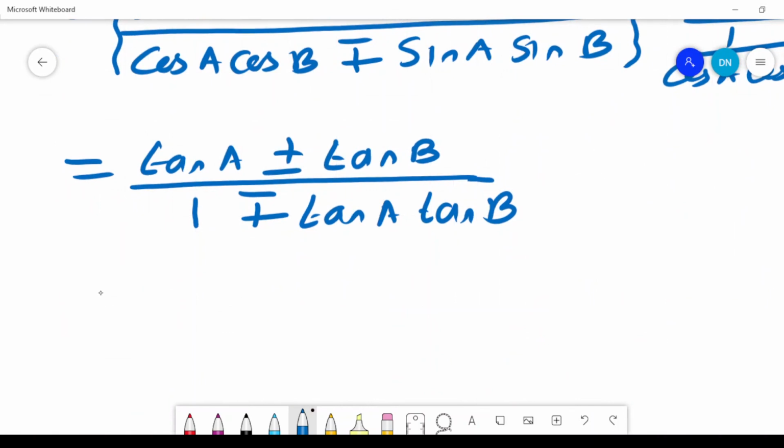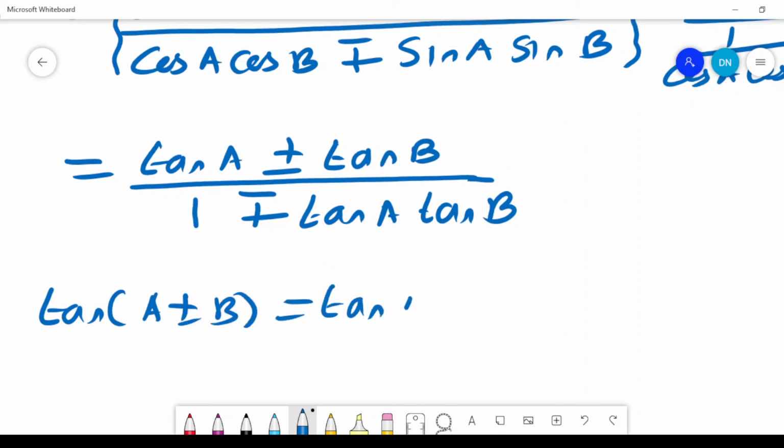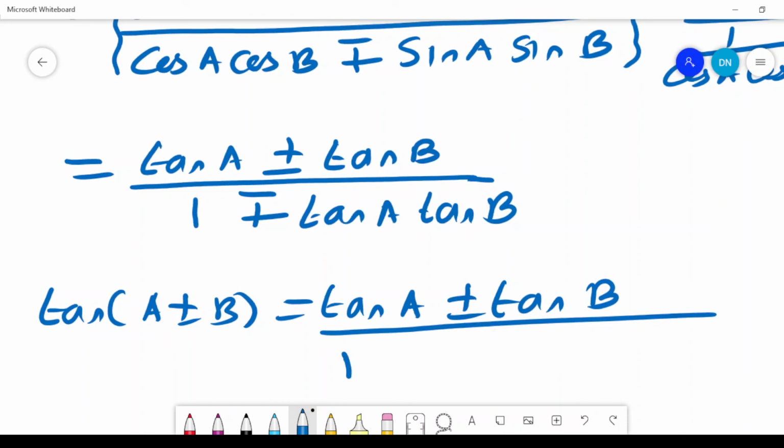And we say that tan of A plus or minus B is equal to tan A plus or minus tan B divided by 1 minus or plus tan A tan B.